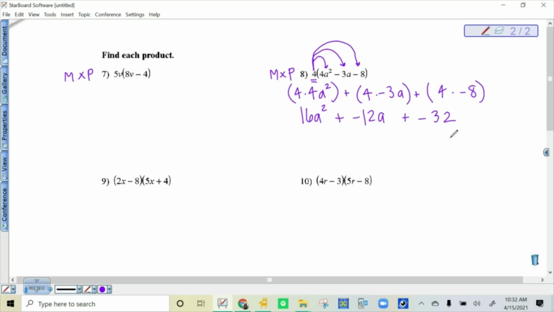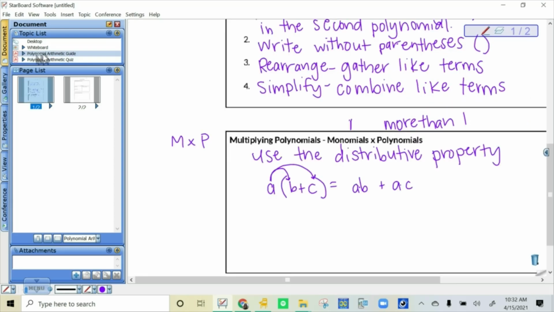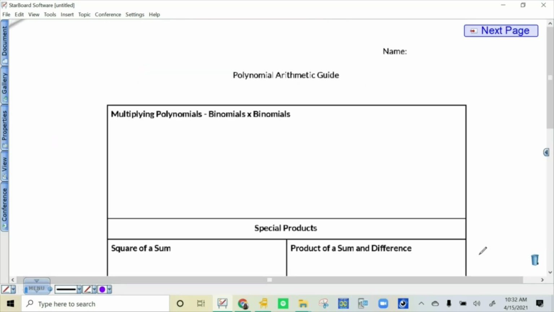All right, let's flip over to the other side. And we'll go over again our FOIL method. So this is for multiplying binomials times binomials. Binomials times binomials. And how many terms are in a binomial? Yeah, 2. Gives me 2 times 2. And yeah, we use the FOIL method.